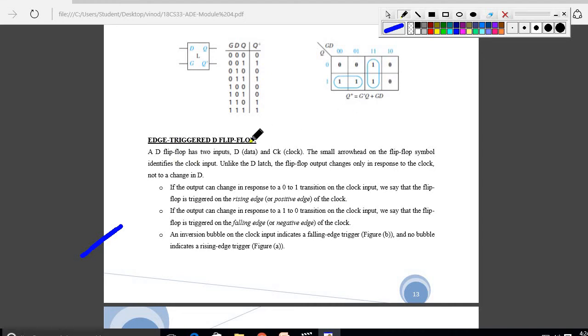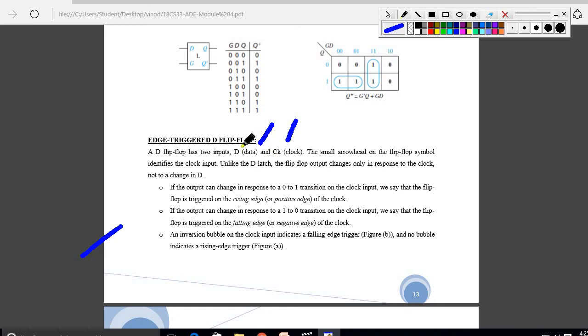A D flip-flop has two inputs. We already know that one is D and one is clock, and a small arrowhead on the flip-flop symbol identifies the clock input. Unlike the D latch, the flip-flop output changes only in response to the clock, not to the change in D. We already saw how the SR latch and D latch work, but the flip-flop concept will always work with a clock pulse. So here he's telling that the D flip-flop has two inputs, D and clock.